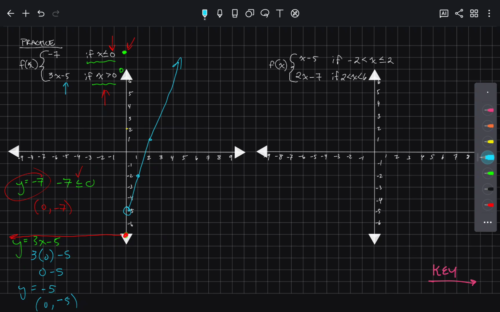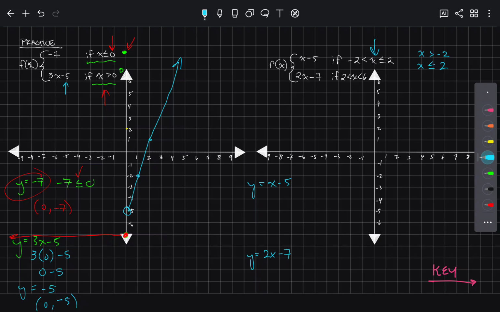Let's do it again. It looks complicated. So y equals x minus 5 and y equals 2x minus 7. What we're going to do is substitute something in that's going to be an x value. By rewriting this, we have x is greater than -2, and x is going to be less than or equal to +2.